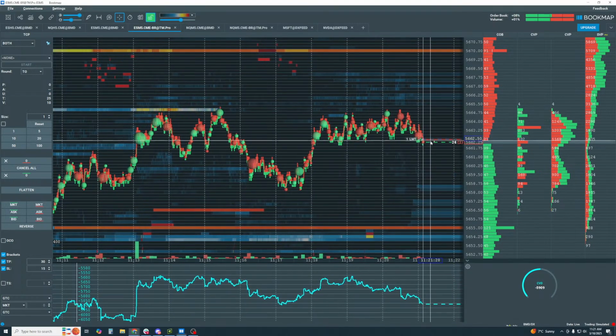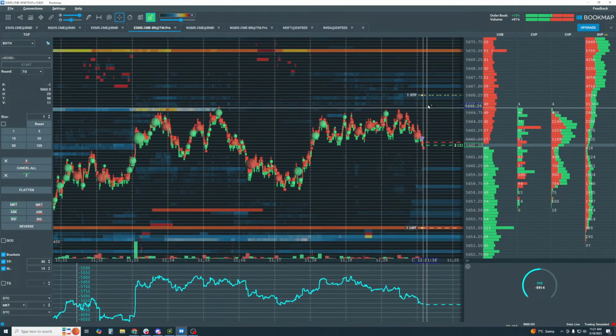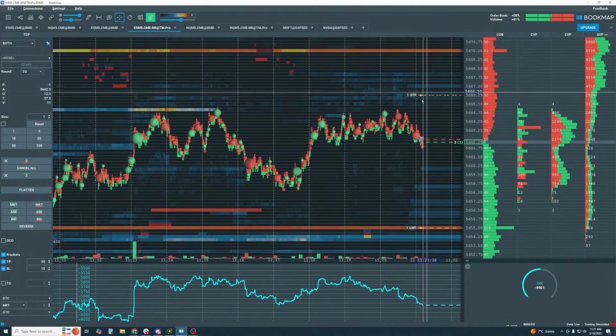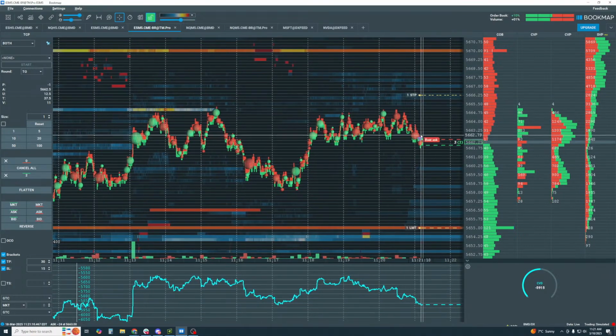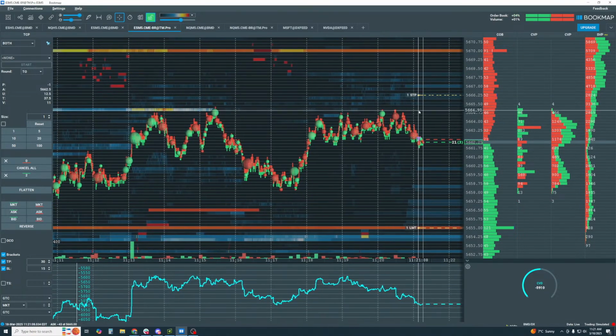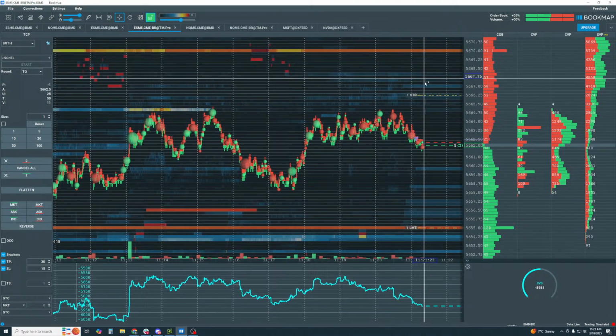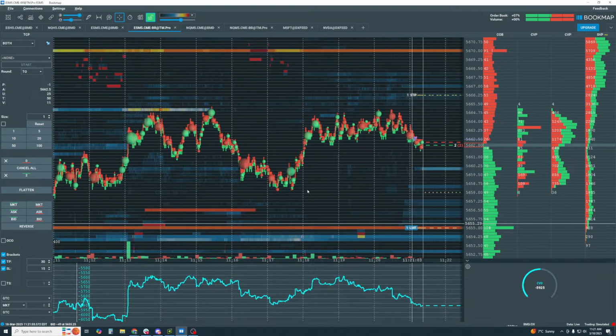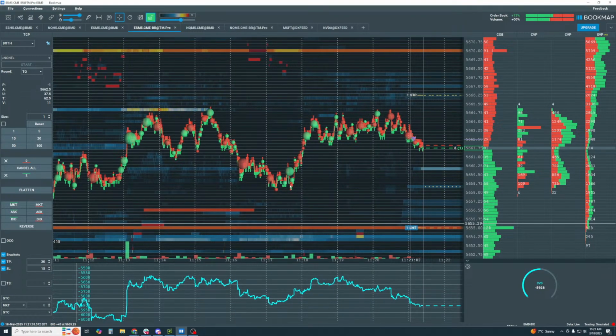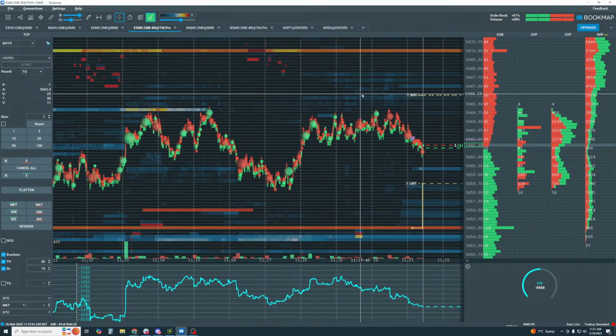We can give it a shot, but again, this has been a tricky environment. Having it retest back up into these areas has happened frequently. Okay, but we'll just look for the move back down to the bottom of the range here.